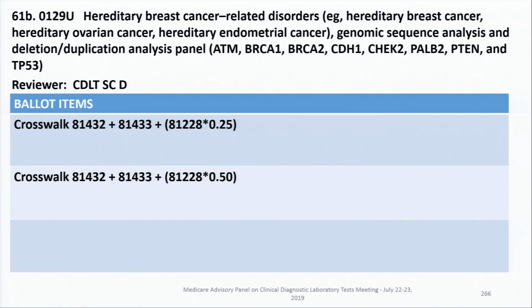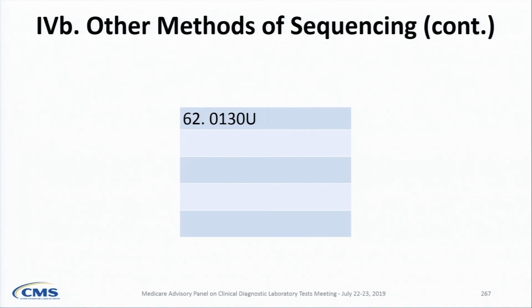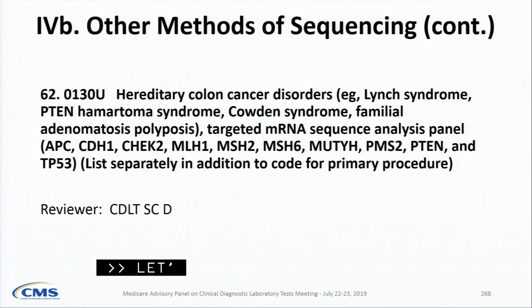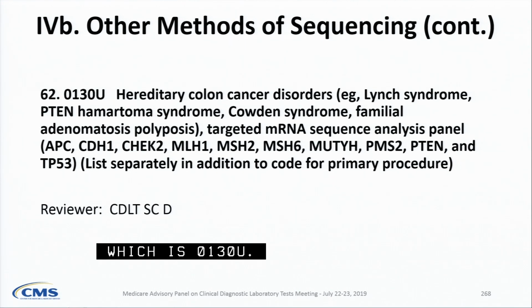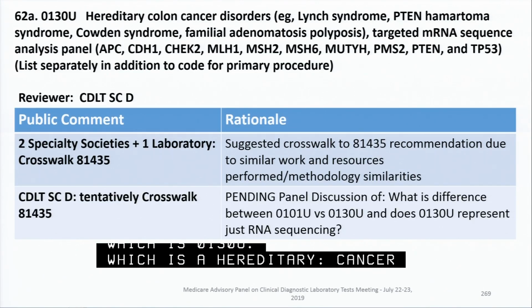Okay, so let's go on to the next code, which is 0130U, which is a hereditary colon cancer disorders related test, and this was also covered by Subcommittee D as in dog, so I'm going to turn this over to Dr. Hamilton.